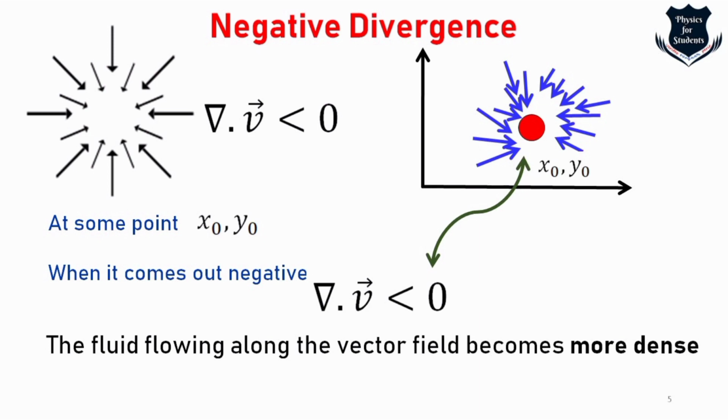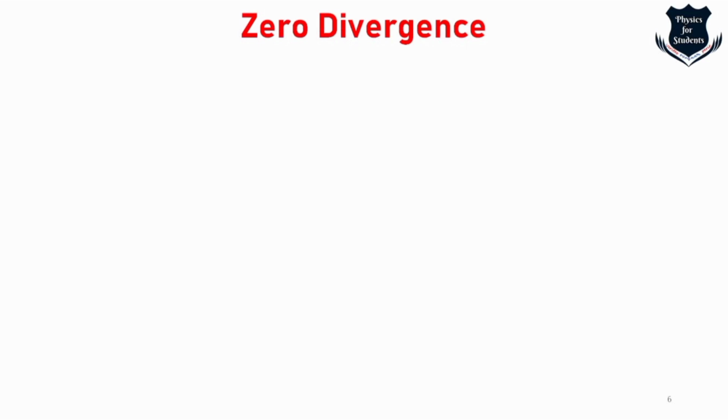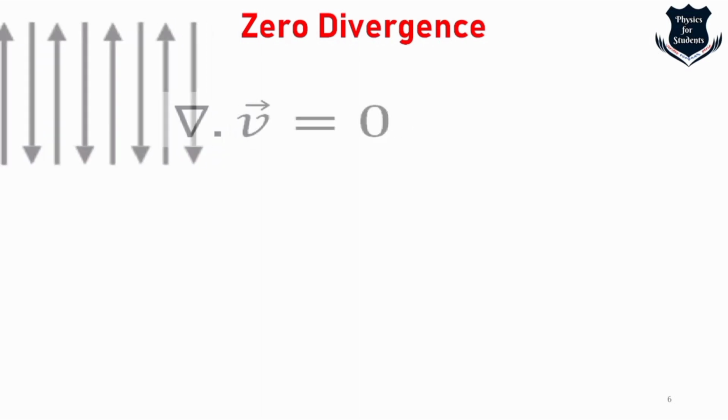So open the tap and watch it on the sink. You will see that the flow of the water is flowing towards a certain point, and that is what is called a negative divergence. Again, to remind the viewers that the analogy of vector field and the fluid originated from Maxwell's original concept. So finally we come towards what is called a zero divergence.